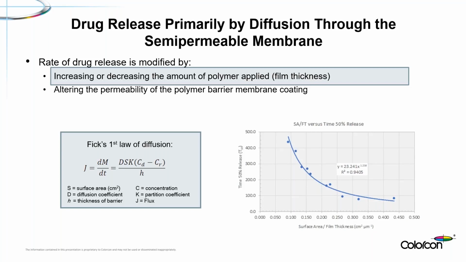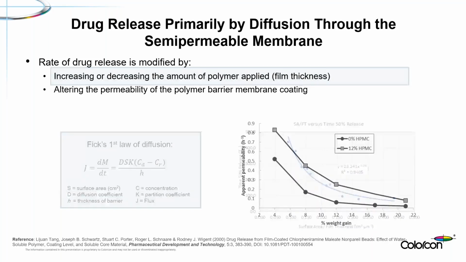So the take home here is, taking surface area to film thickness ratio into consideration, we can begin to have a greater understanding of the impact of surface area on batch-to-batch dissolution performance.